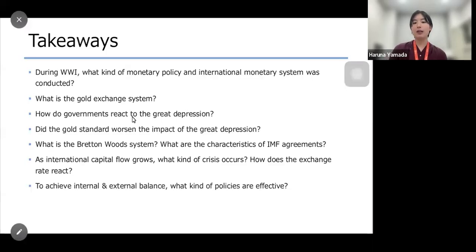To achieve internal and external balance, what kind of policies are effective? Recall that monetary policy is not effective under the fixed exchange rate system. So only government spending policies or exchange rate intervention are effective to achieve internal and external balance.